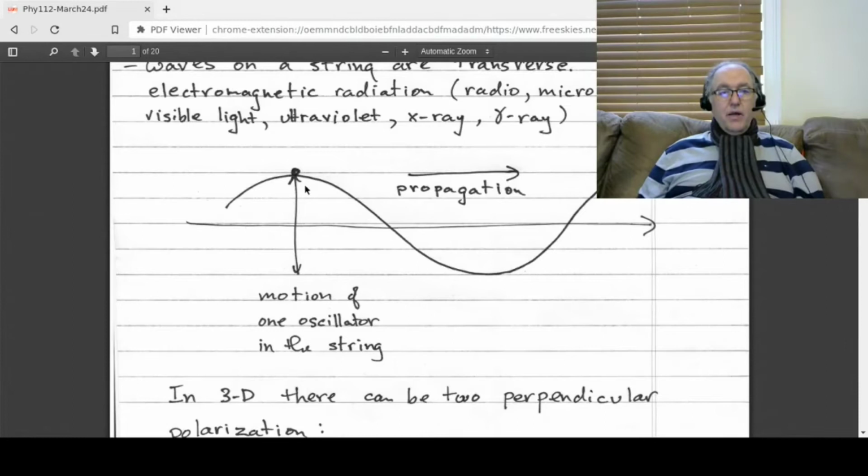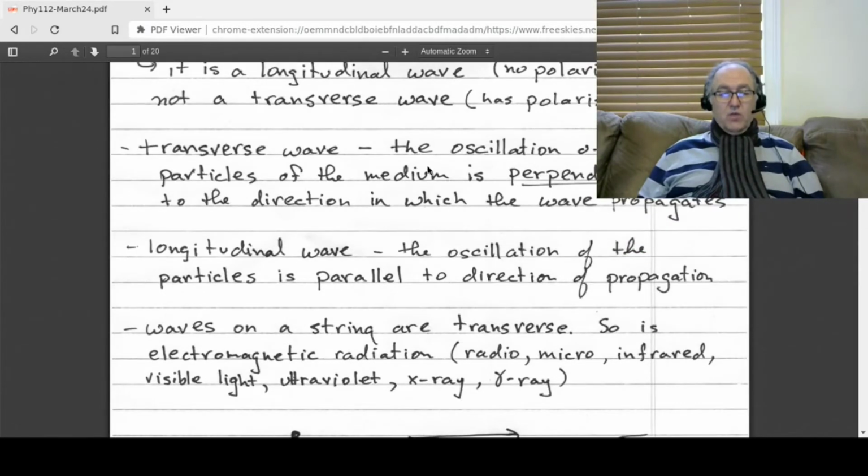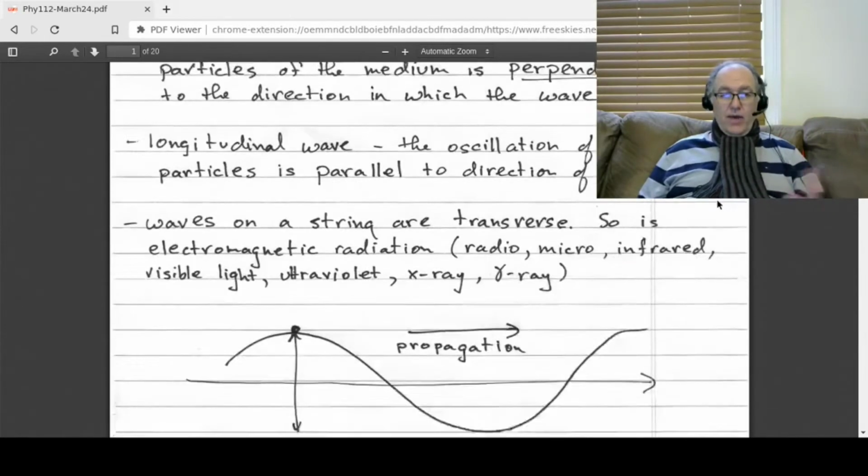But the wave travels to the right in this diagram, whereas the oscillator in the string, and you can just follow it by putting a little dot on the string, is moving up and down like that. If you take a look at the motion of one oscillator in the string, and you take a look at the propagation of the wave, they're perpendicular to one another. That perpendicular element is what makes a transverse wave. So the definition of a transverse wave is that if the oscillation of the particles in the medium is perpendicular to the direction in which the wave propagates, then you have a transverse wave.